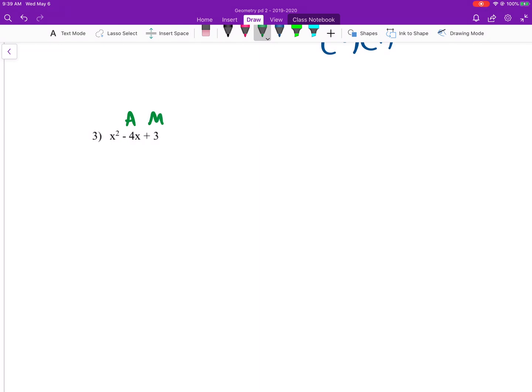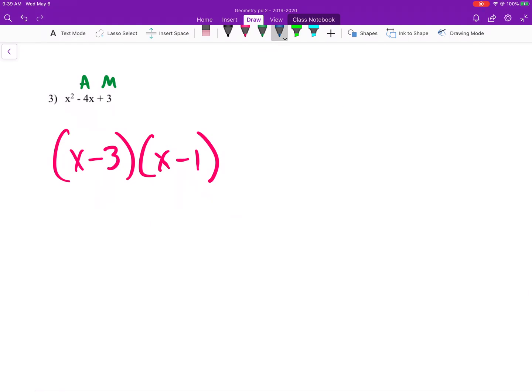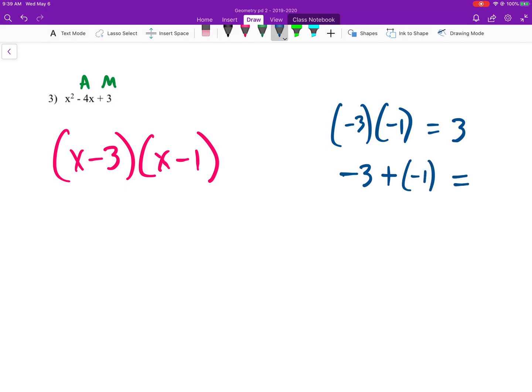Okay, now, very similar looking trinomial, however, we need them to be factors that multiply to 3, and this time add to negative 4. This would be x minus 3 and x minus 1. Why does that work? Once again, if we were to multiply these out, we do end up with 3, and if we were to add them, that comes to negative 4. Negative 3 and negative 1, add them together, you get negative 4.